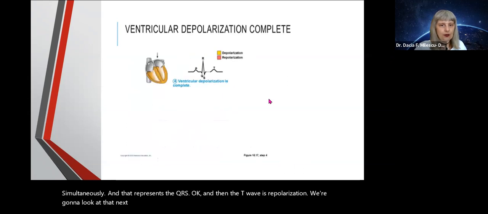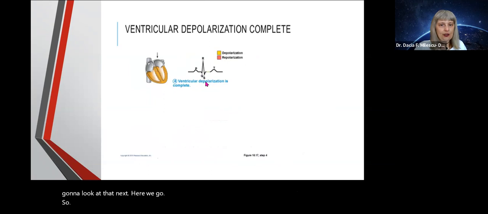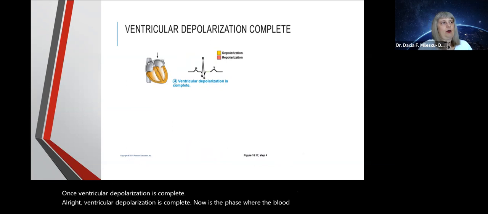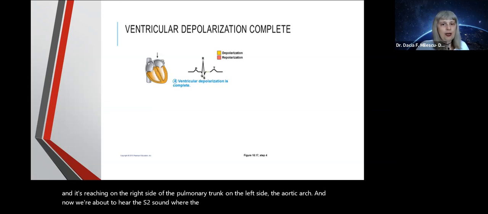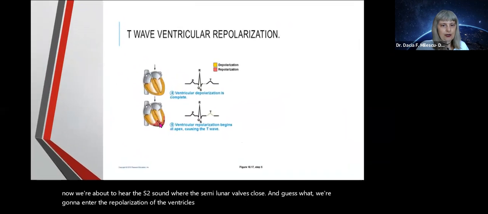Here we go. So once ventricular depolarization is complete, now is the phase where the blood is pumped out and it's reaching on the right side the pulmonary trunk, on the left side the aortic arch. And now we're about to hear the S2 sound where the semilunar valves close. And guess what? We're going to enter the repolarization of the ventricles, which is right here. So repolarization is seen in red.